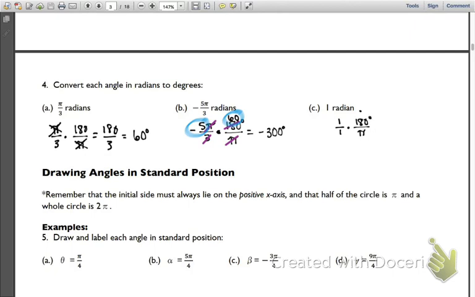Now, the key here is, whenever you type this into your calculator, you leave pi as pi. Do not change it to 3.14. So again, do not change pi. No changing pi to 3.14.